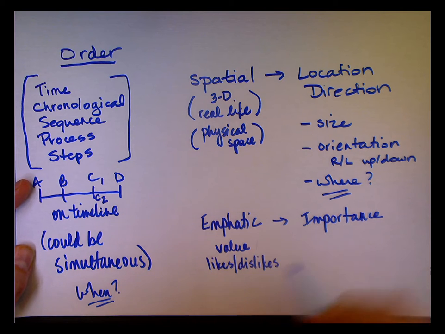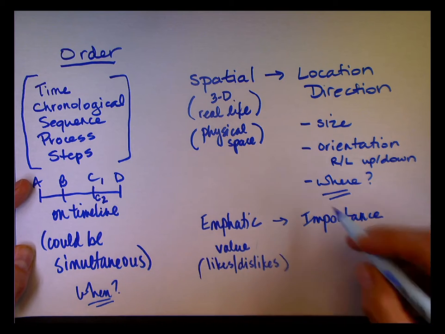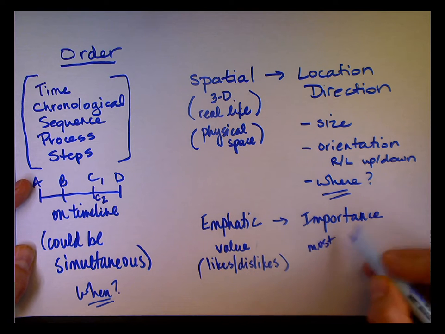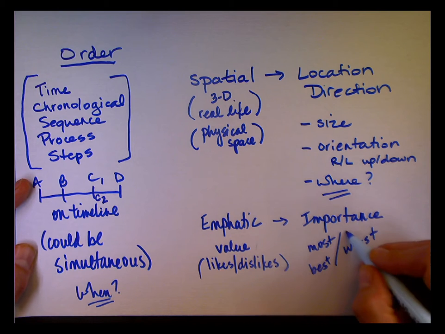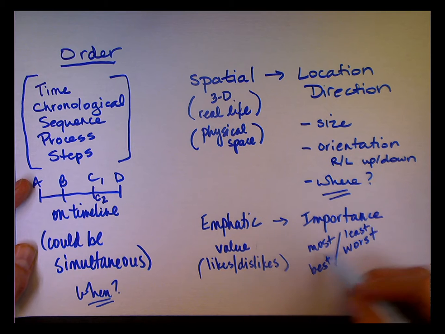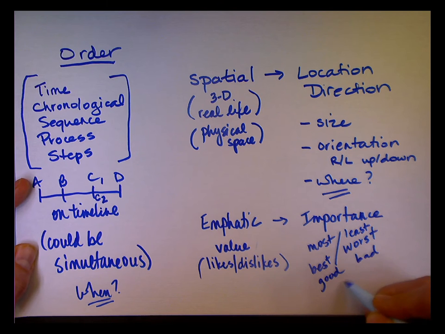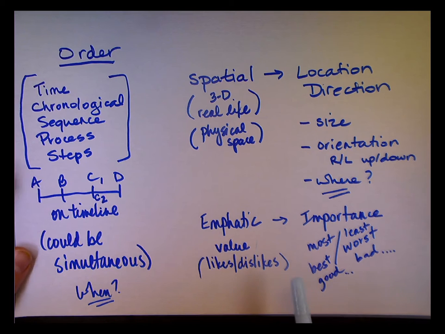By value, I mean what somebody likes or dislikes. In other words, what is most or worst? What is best? Or I guess the opposite is worst. I guess the opposite of most isn't really worst. It's least. Most, least, best, worst. What is good? What is bad? And so on and so forth.